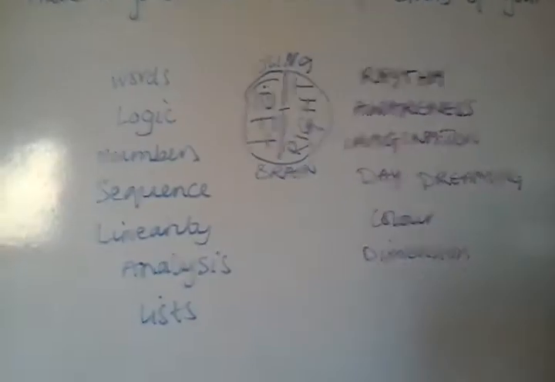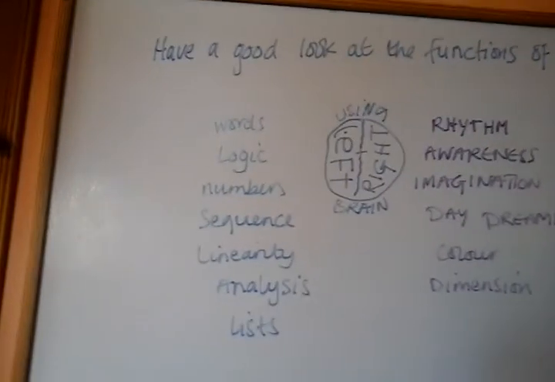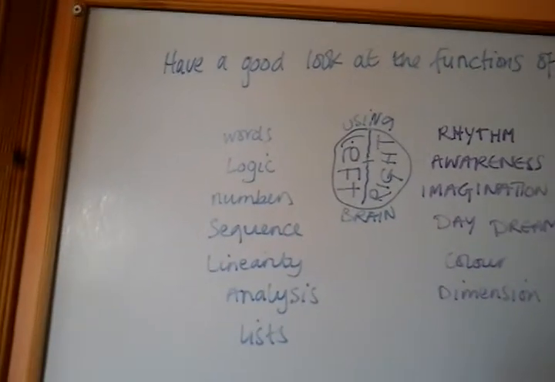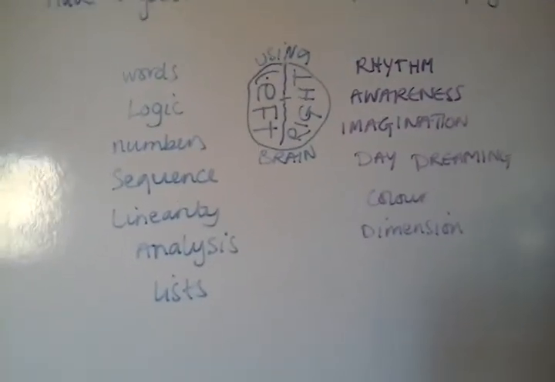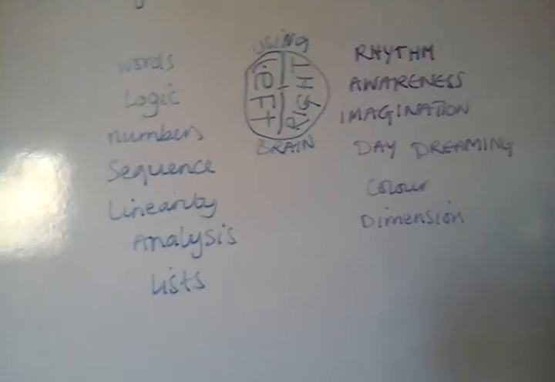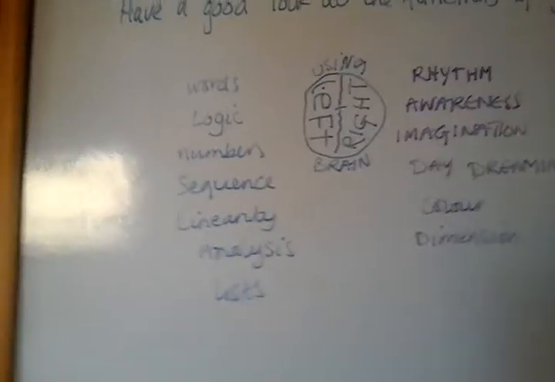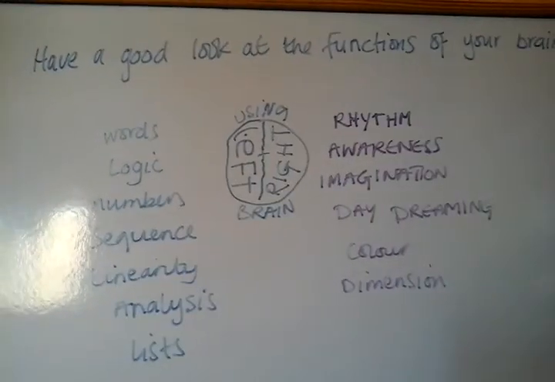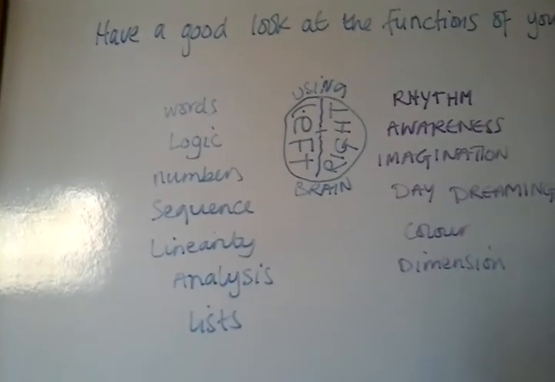Okay, so we have the brain. It says, have a good look at the functions of the brain. Which side of your brain do you think you usually use the most? We have the left side of the brain, which is words, logic, numbers, sequence, linearity, analysis, and lists. And on the right side you have rhythm, awareness, imagination, daydreaming, colour and dimensions.